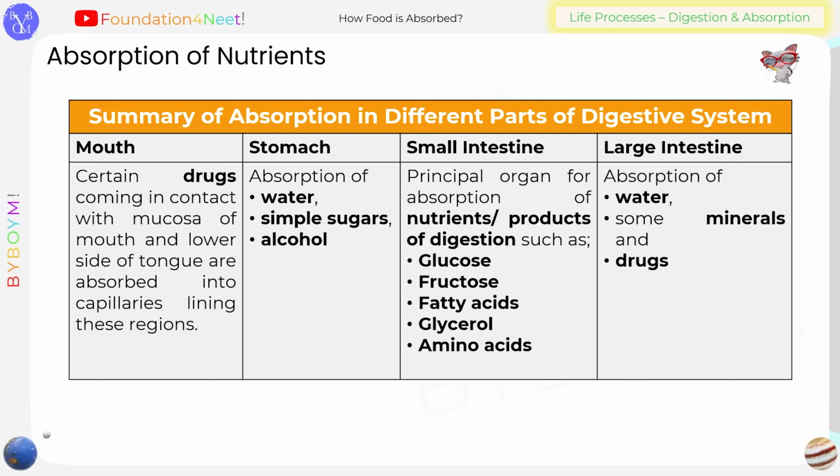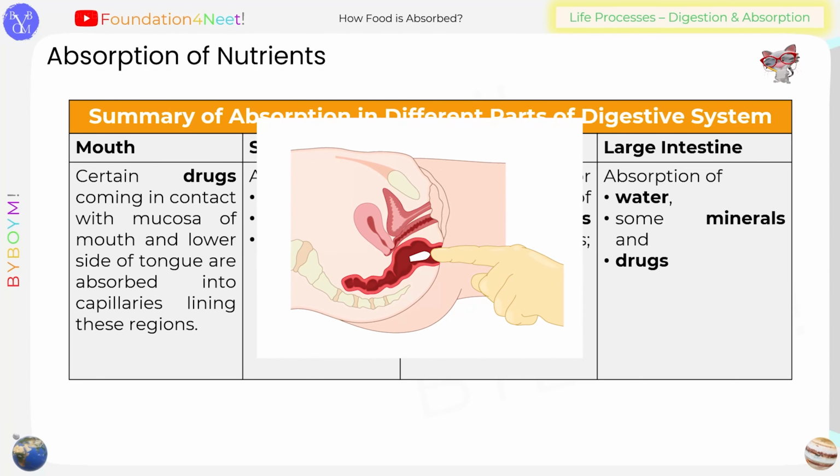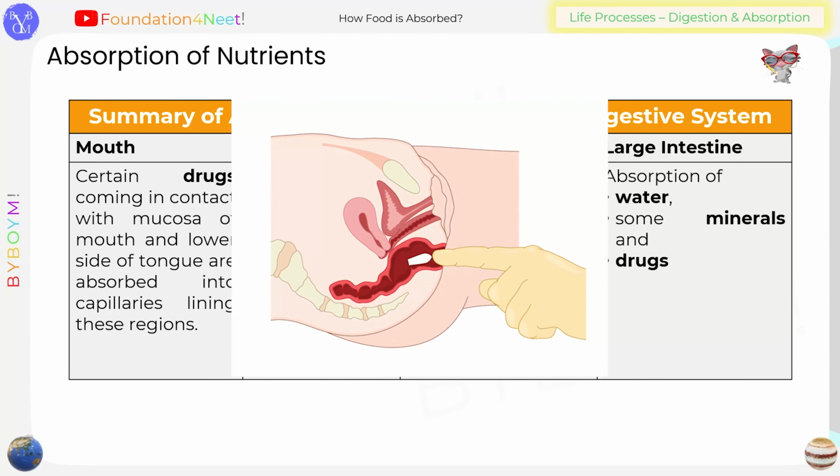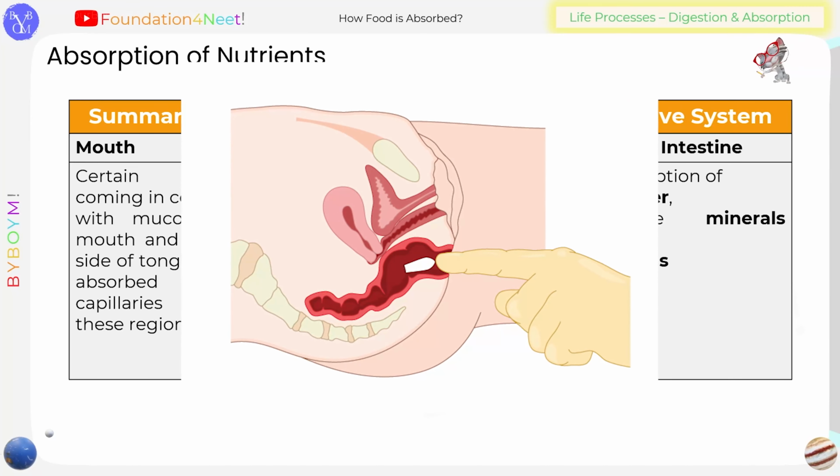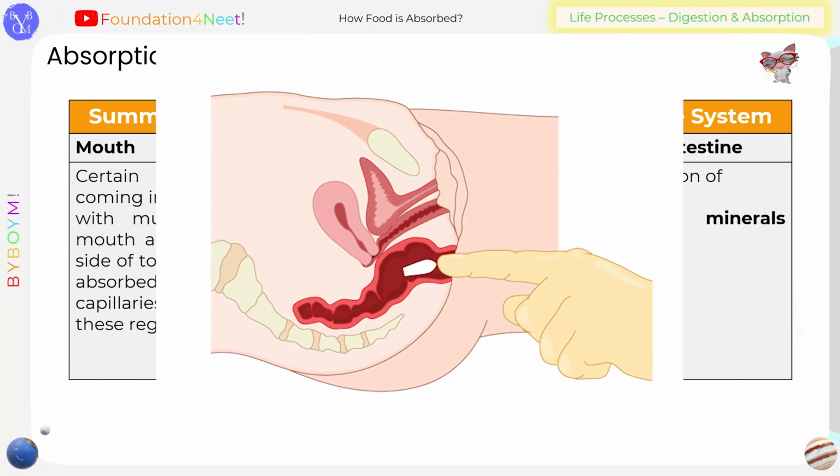What is absorbed by your small intestine? The products of digestion such as glucose, fructose, fatty acids, glycerol and amino acids. And what is absorbed in your large intestine? Water is reabsorbed, along with some minerals and drugs again. Yes, there is a route of administration known as rectal administration, in which drugs are pushed up the anus and are absorbed by the walls of the rectum.